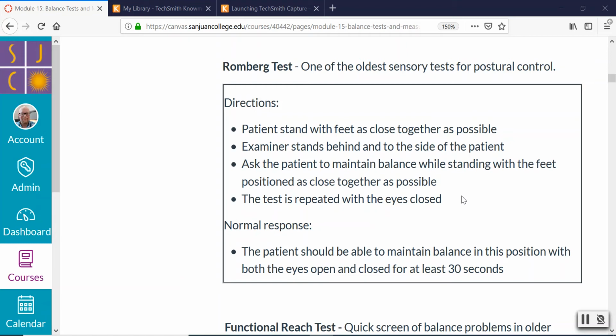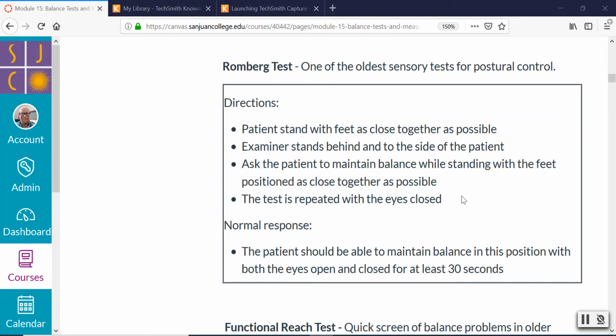And so one of the things you guys need to know is that there are quick tests for balance, or quick versions of tests for balance, just to kind of get that quick assessment like you would do with the muscles. Romberg's a pretty good quick assessment. So you have the person stand with their feet as close together as possible. You're standing right beside them, and behind them either or to the side, right by them, where you can grab them if you need to.